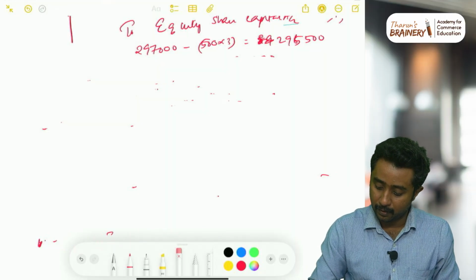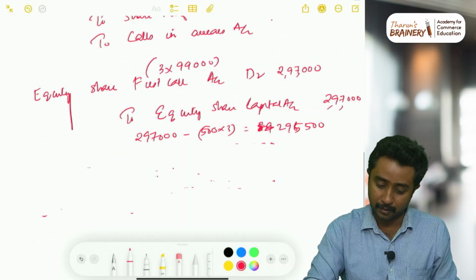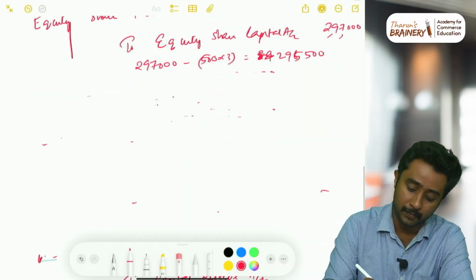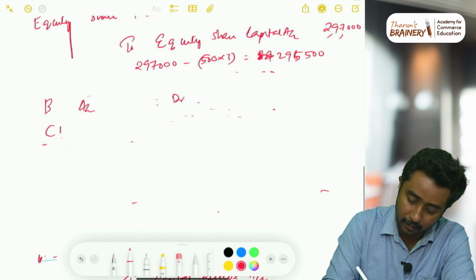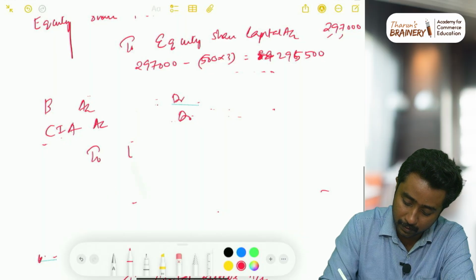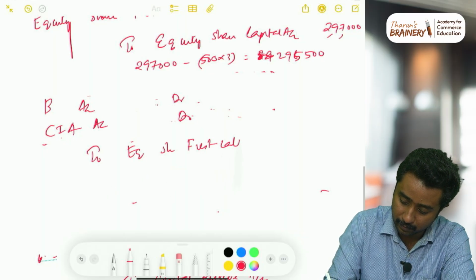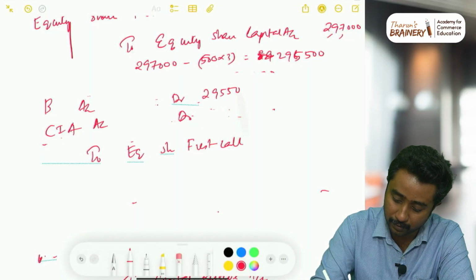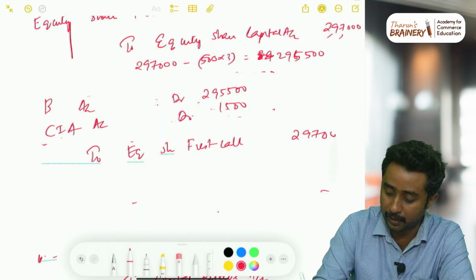So the entry for that is: when you discuss equity share first call account debit to equity share capital. After that, what will come? Bank account debit, calls in arrears account debit to equity share first call account. Already we did 2,95,500, 1,500 to equity share first call, 2,97,000.